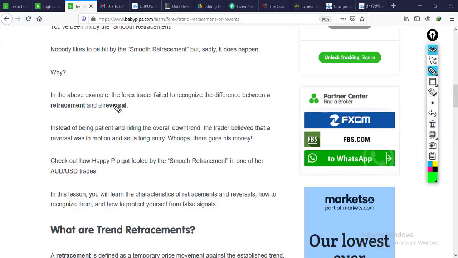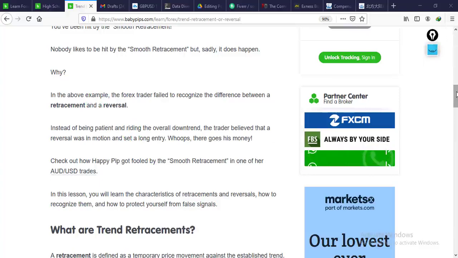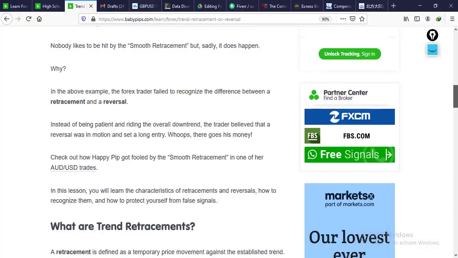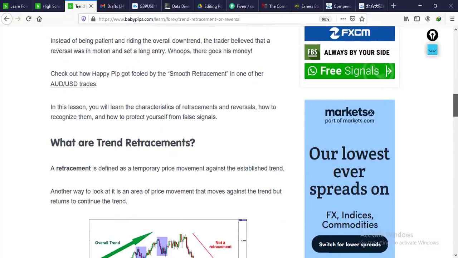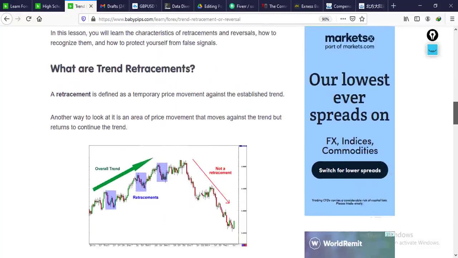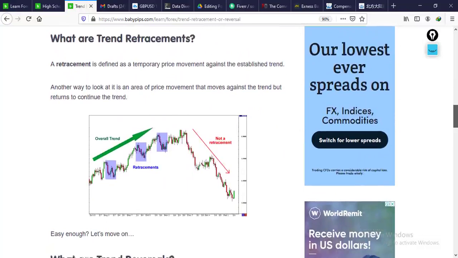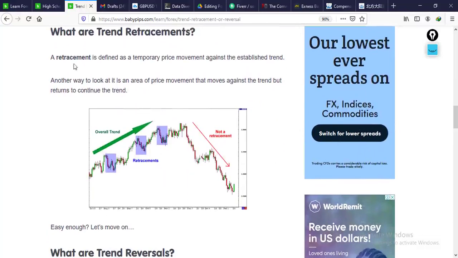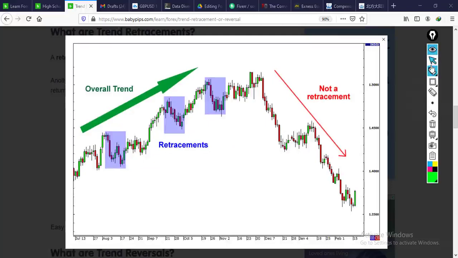There's a difference between a trend reversal and a trend retracement. Okay, so let's now go down. What is the difference between trend retracement and trend reversal? Now, a retracement is defined as a temporary price movement against the established trend. That's a trend retracement. Okay, so this is a trend to the top side.